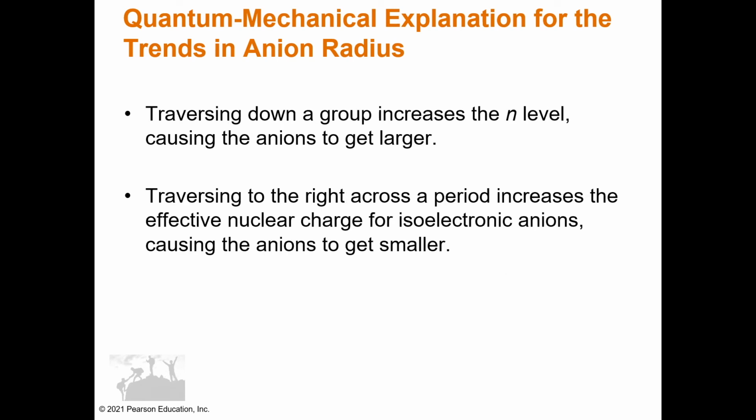And in the same way that we saw with the cations, moving down a column, moving down a group, the radius would increase. And then moving from left to right, the radius of the anions would get smaller because of the increasing effective nuclear charge.